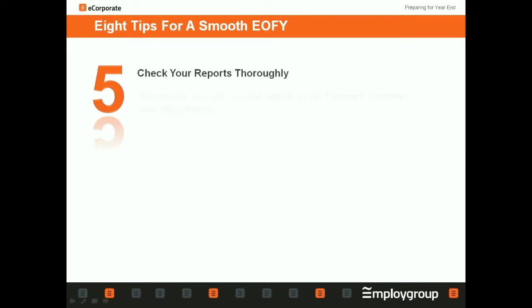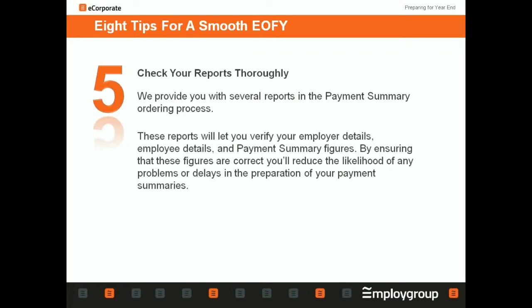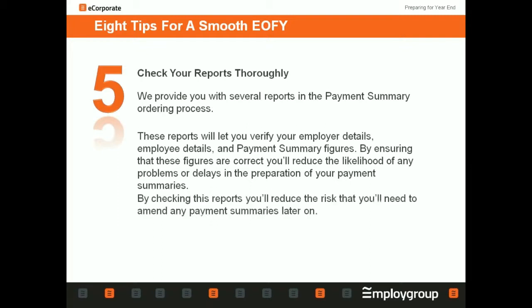Tip number 5, check your reports thoroughly. We will provide you with several reports in the payment summary ordering process that let you verify the employee details, your employer details, and the figures on the payment summary. By ensuring that the figures and the information on these reports are correct, you'll reduce the likelihood of any problems or delays in the preparation of your payment summaries, and you'll also reduce the risk that you'll need to amend any payment summaries later on.